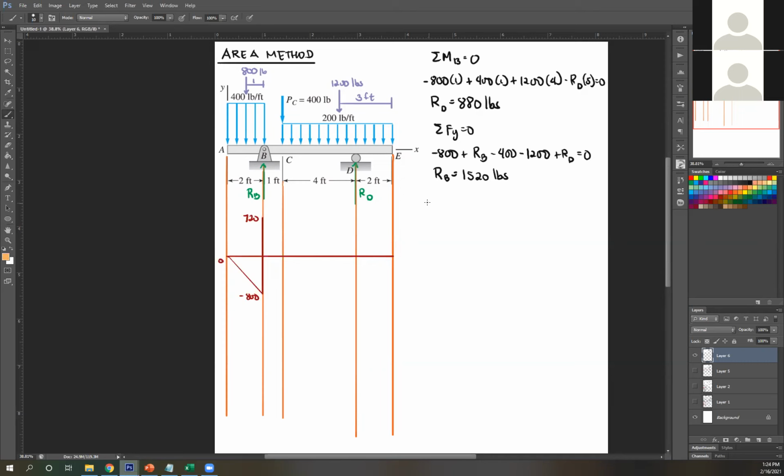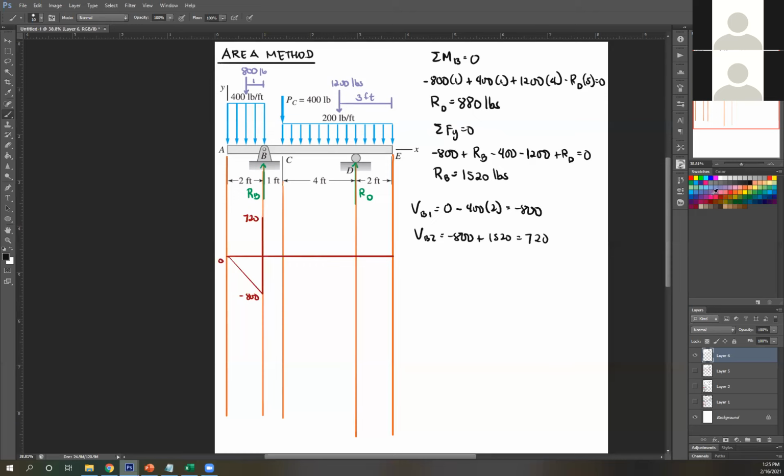Let's call that VB1. VB1 is 0 minus 400 times 2, negative 800. VB2, again, this is 1, this is 2: negative 800 plus reaction RB, 1520, gives 720.